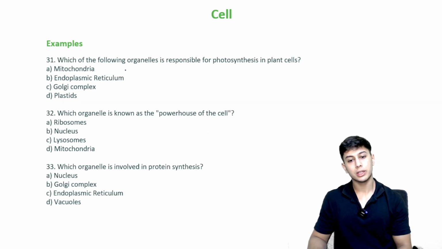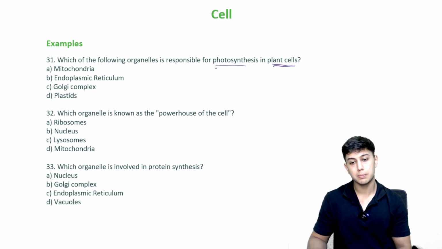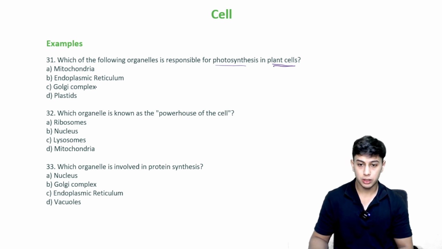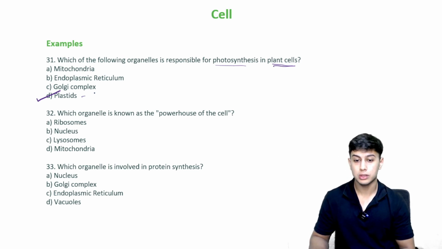Which of the following organelles is responsible for photosynthesis in plant cells? Photosynthesis in plant cell, this part is involved. Mitochondria, endoplasmic reticulum, Golgi complex or plastids. Correct option is D, plastids. Which plastid? Chloroplast. Although all the plastids, chloroplast is the one that will help in photosynthesis.